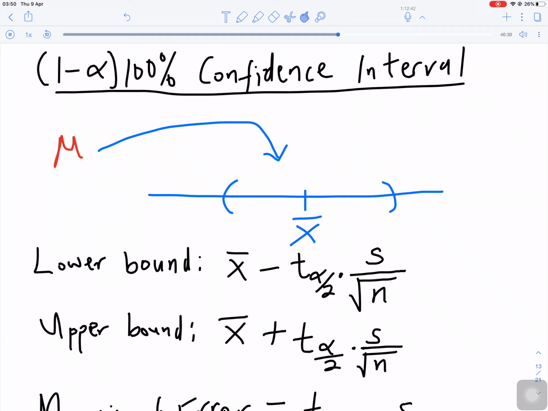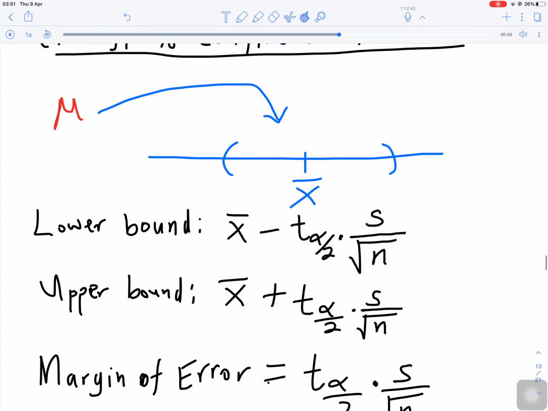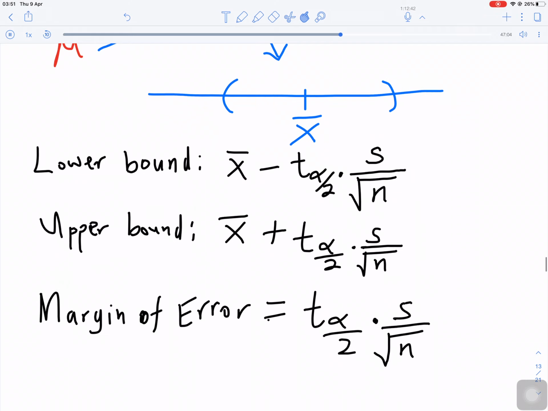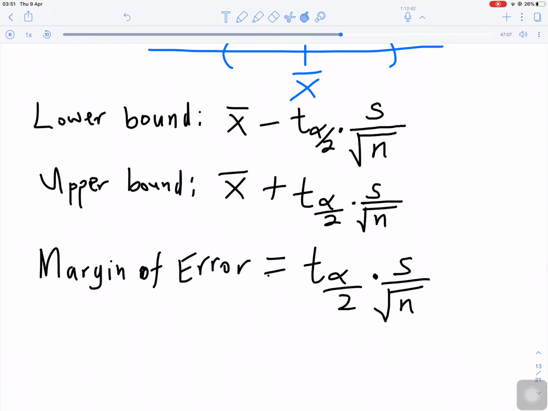The lower bound is given as x bar minus the critical value t alpha over 2 times s divided by square root of n, and the upper bound is x bar plus t alpha over 2 times s divided by square root of n. Remember, the term on your right is the margin of error. So the margin of error is t alpha over 2 times s over square root of n. This just summarizes what section 9.2 entails.